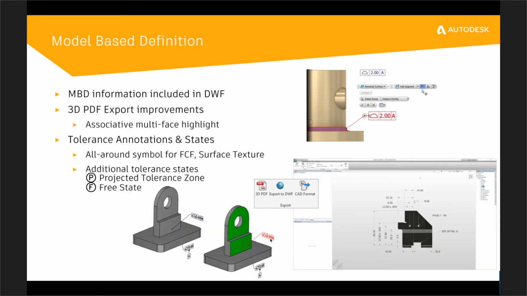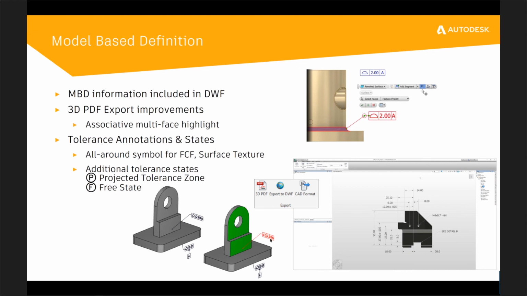So if we focus on model-based definition, specifically with .2, we now make it so when you're writing out a DWF file, it can include all of those 3D annotations and model-based definition information. So those of you that are publishing DWFs and using them heavily in your environment, it'll now support all the MBD information at the part and assembly level.